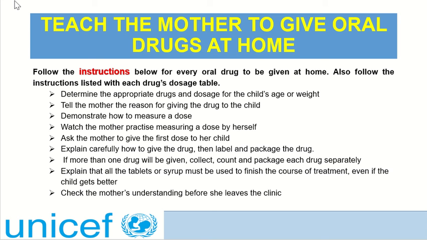Ask the mother to give the first dose to her child. Explain carefully how to give the drugs. Then label and package the drug. If more than one drug will be given, count and package each drug separately. Explain that all tablets or syrup must be used to finish the course of treatment, even if the child gets better. Check the mother's understanding before she leaves the clinic.